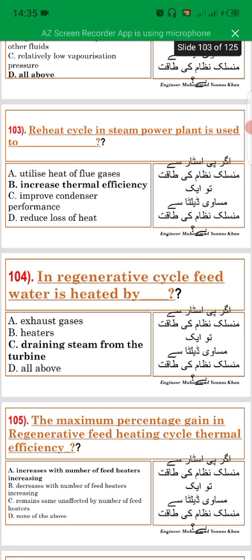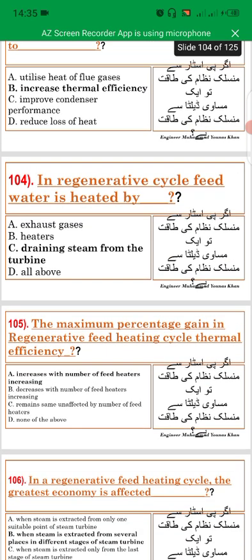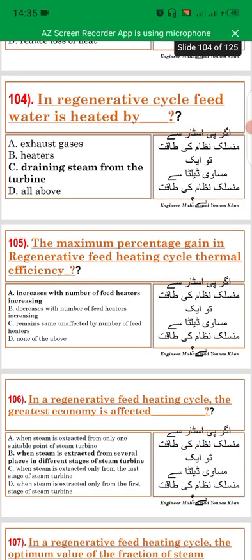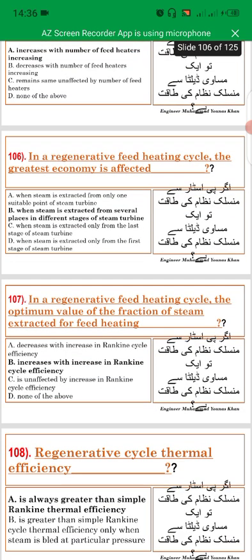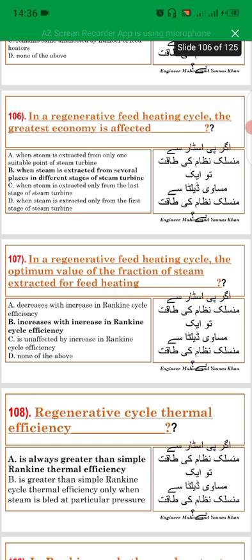Reheat cycle in steam power plant is used to increase thermal efficiency. In regenerative cycle, feed water is heated by draining steam from the turbine. The maximum percentage gain in regenerative feed heating cycle thermal efficiency increases with number of feed heaters increase. In regenerative feed heating cycle, the greatest economy is effected when steam is extracted from several places in different stages of steam turbine.